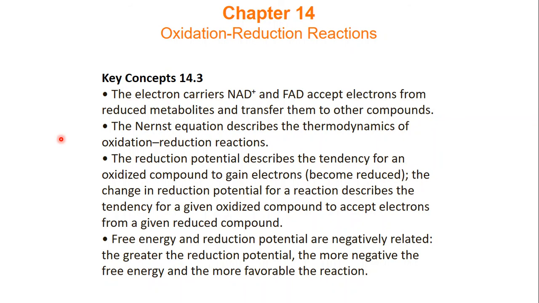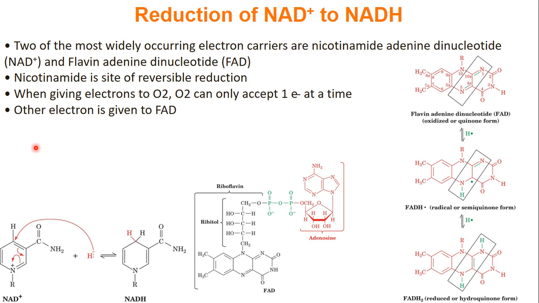In this video, we're going to explore redox reactions that are very important for metabolism. First, we're just going to start by talking about the most common electron carriers in the body, and those are nicotinamide adenine dinucleotide, or NAD, and flavin adenine dinucleotide, FAD. So NAD is right here, and here's FAD.